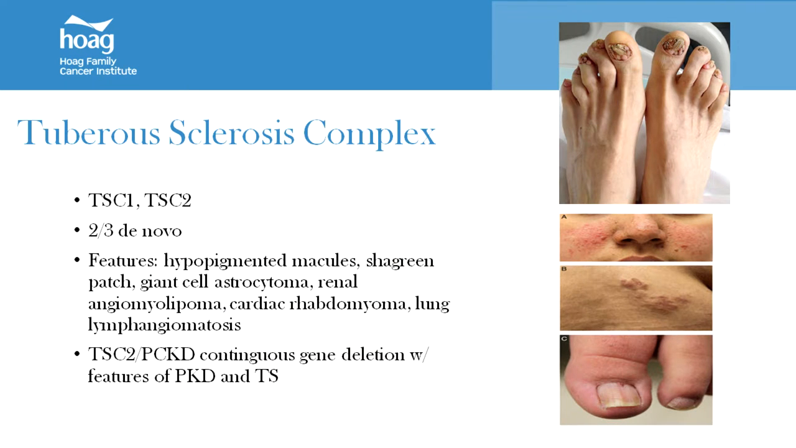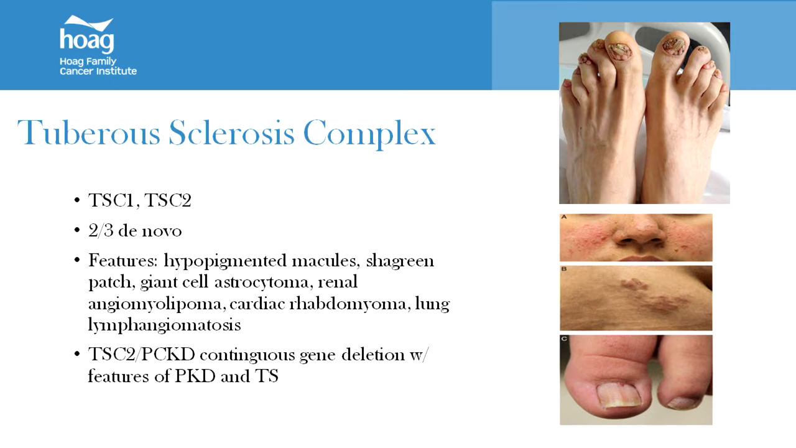Okay, another one of our typical syndromes, we used to call it tuberous sclerosis syndrome, but now we call it a complex. It involves two genes, TSC1 and TSC2. Two-thirds of the mutations are de novo, and you have skin findings like hypopigmented macules on the skin, Shagreen patches, which you can see right here, and then you have these periungual fibromas, and on the face fibromas as well. So those are some of the skin findings that are very typical of this condition. And then the risk is for giant cell astrocytoma, renal angiomyolipoma. The cardiac rhabdomyoma actually is seen in the pediatric population and it recedes. By adulthood, it's gone. Lung lymphangiomatosis is also another one.